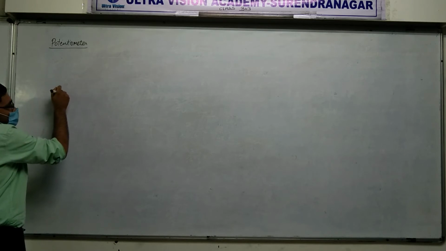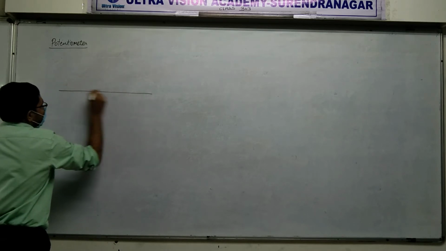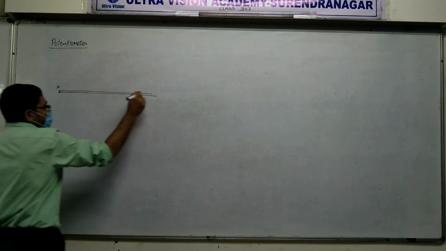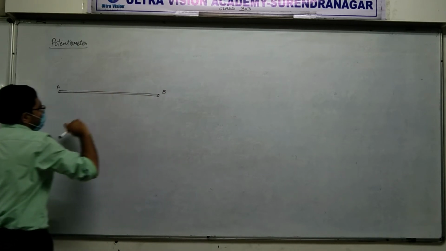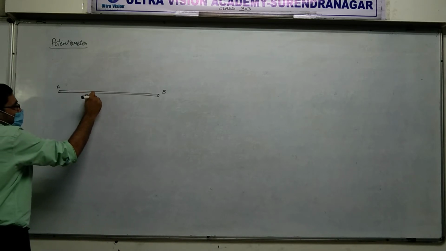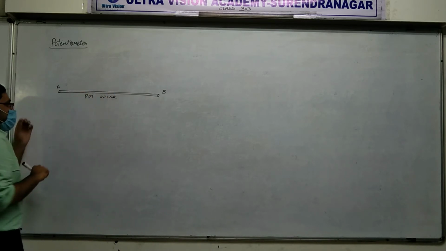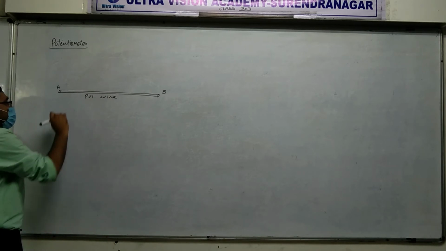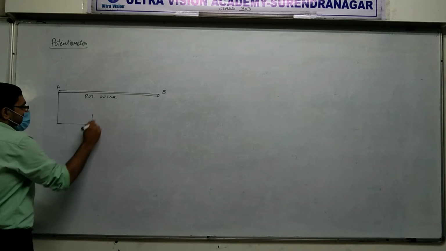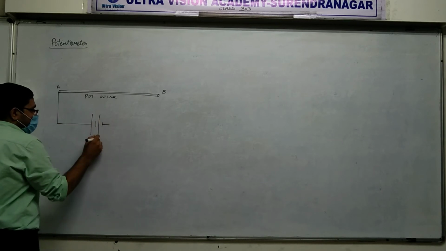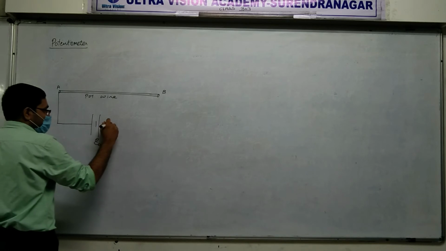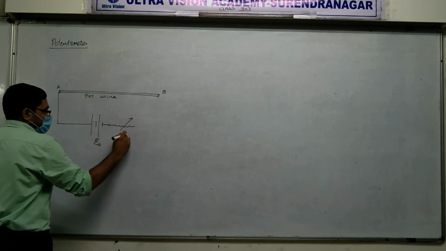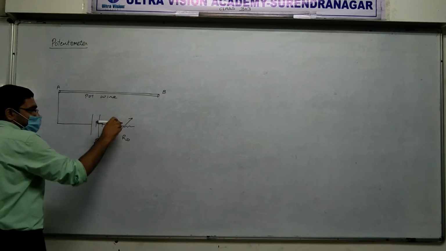Basically, this is just a simple version of the circuit. Okay. Suppose this is a long uniform wire. It is called the potentiometer wire, which is uniform and of some length. Here, we connect a cell of EMF epsilon 0, and then there is some variable resistance. When we draw an arrow like this, it indicates variable.